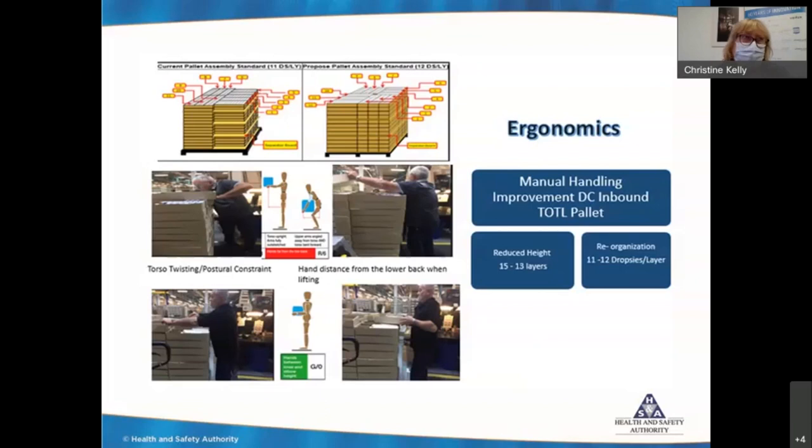When you're shipping, you want to get as much onto a pallet as possible. By looking at the layout of the boxes on the pallet, they were able to give us the same quantity but reduce the height. You can see the MAC score before was red. After the improvement, we did an assessment and the MAC score was green. Ita will be telling you about this.